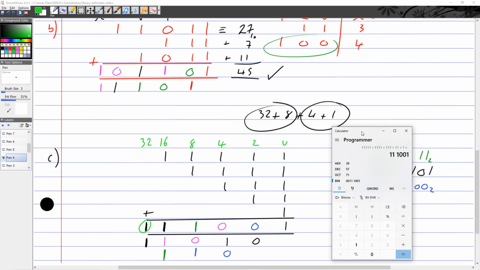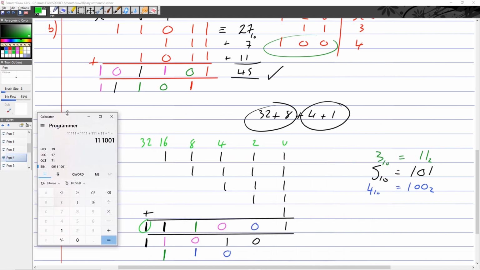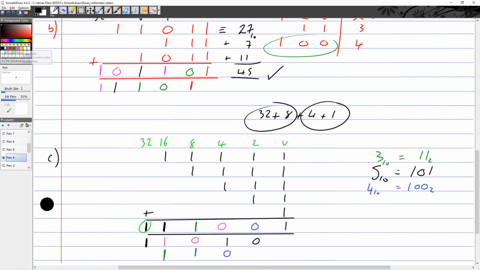So the thing to remember is make sure that you carry in the right place. So if your answer was 100, put the 0 in the answer box, another 0 next to it as a carry, and carry the 1 the correct distance away from where you started.